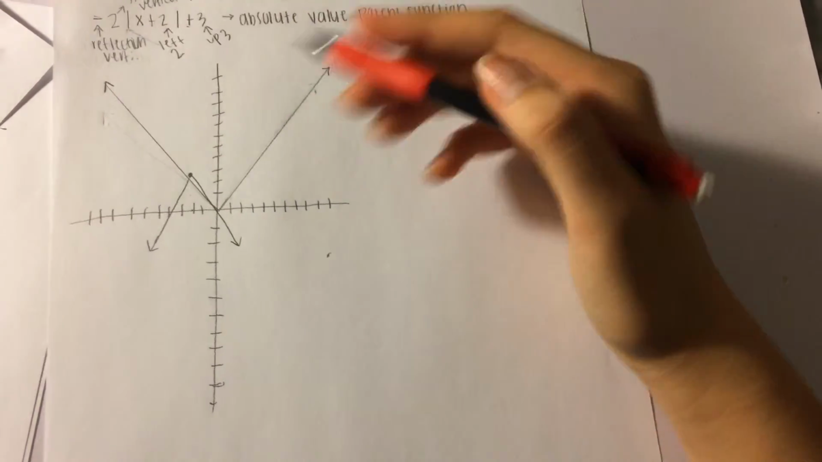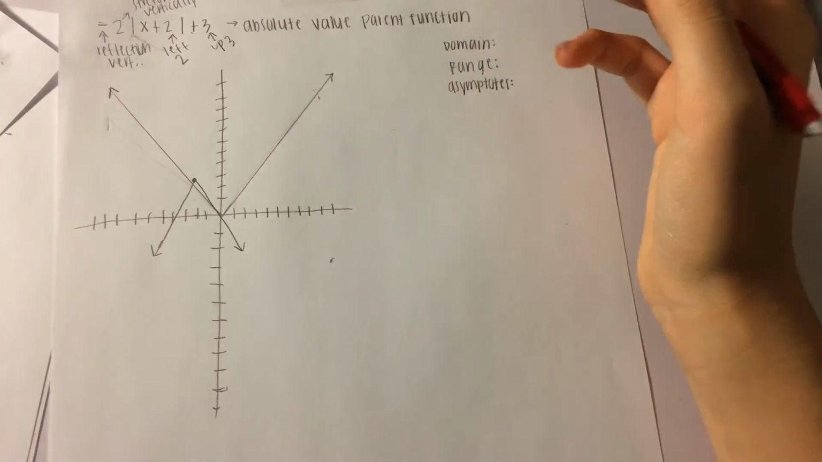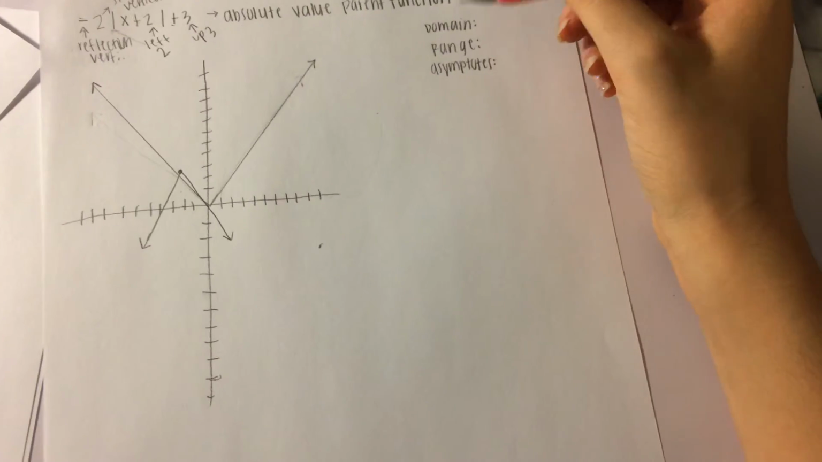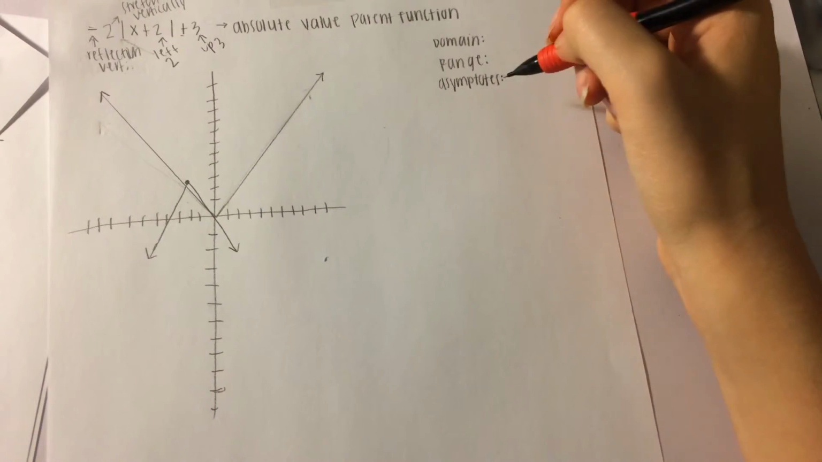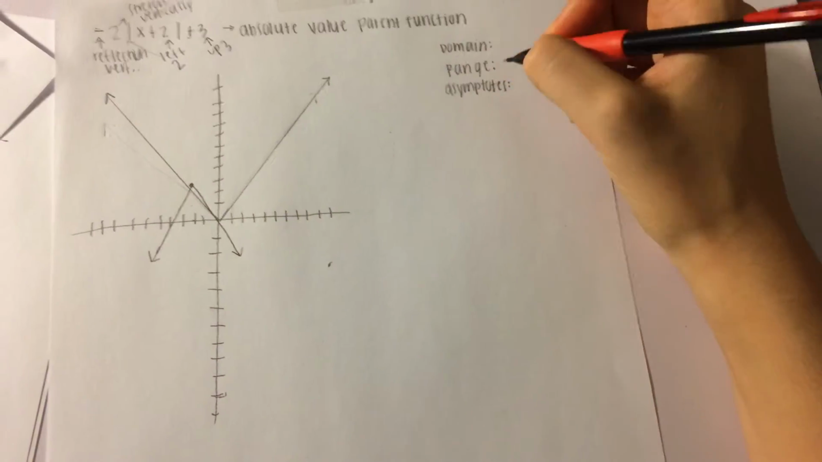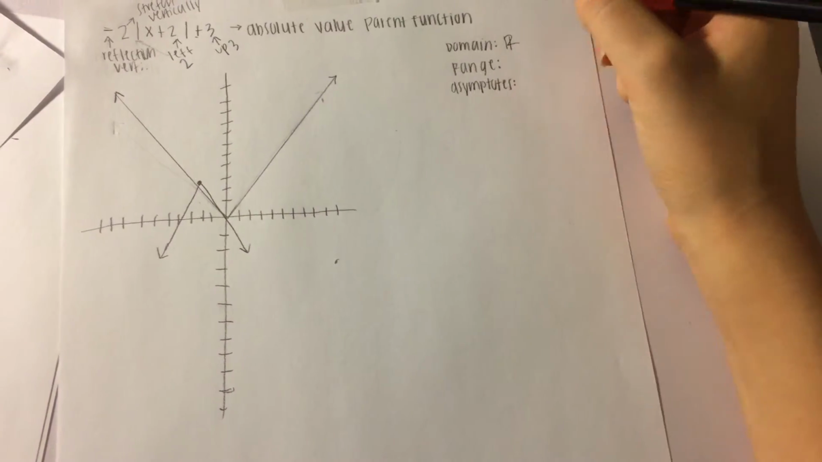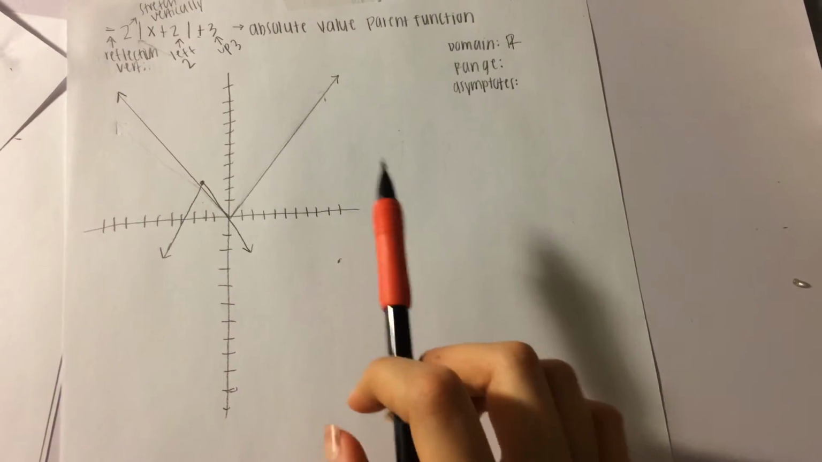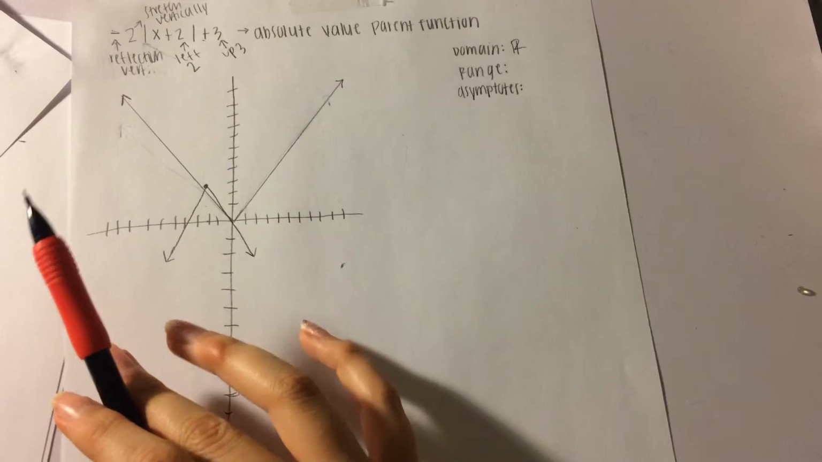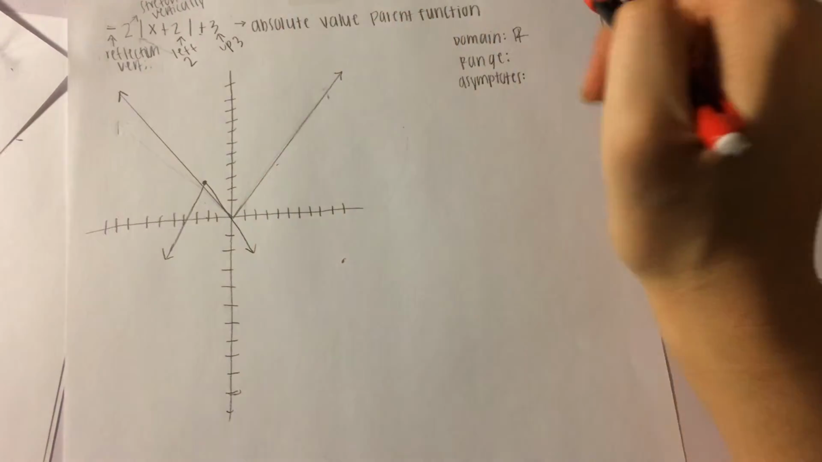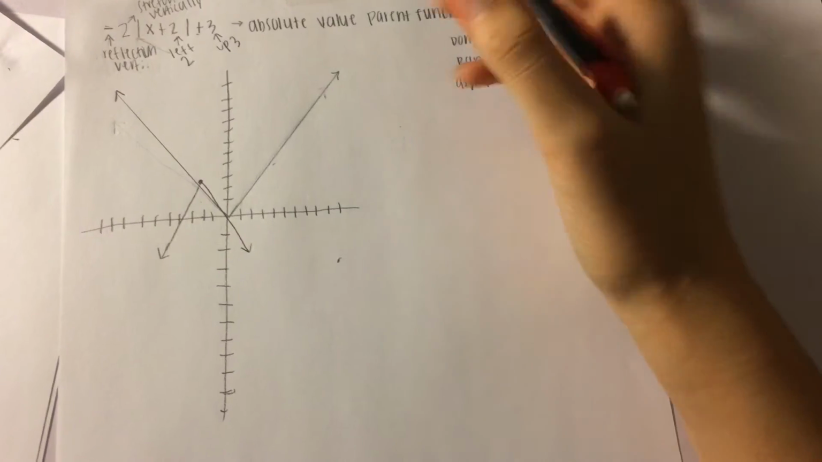And now that we have our graph done, we're going to have to describe its characteristics, which is domain, range, and asymptotes. So for domain, I know it's going to be all real numbers, because on this side you have your positives, on this side you have your negatives, and it's going both ways, so it has to be all real numbers.